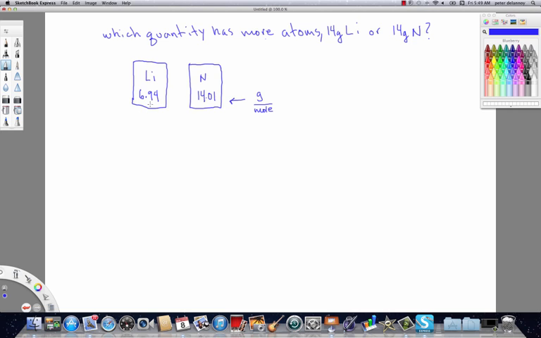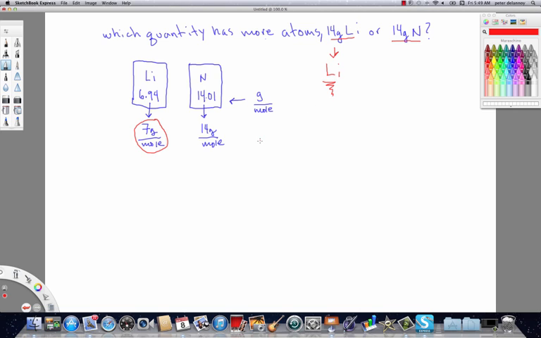So just to make life easy, I'm going to say that lithium is about 7 grams per mole in terms of its molar mass. And we're going to say that nitrogen is about 14 grams per mole. So coming back to the question at hand, we want to know which of the two quantities here has more particles. Well, 14 grams of lithium is approximately twice its molar mass. So the answer is the lithium does.